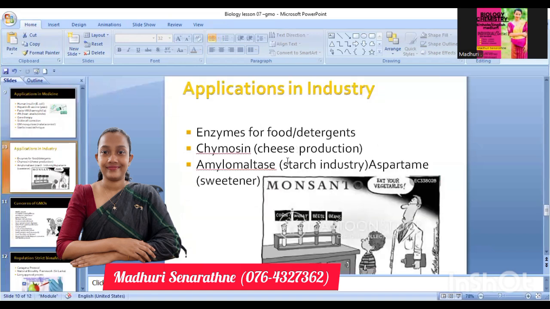GM organisms are also used in industry. For example, enzymes for food and detergents. Chymosin, amylomaltase. Chymosin used in cheese production is now produced using genetically modified microorganisms instead of animals. This makes production cheaper, safer, and more efficient.